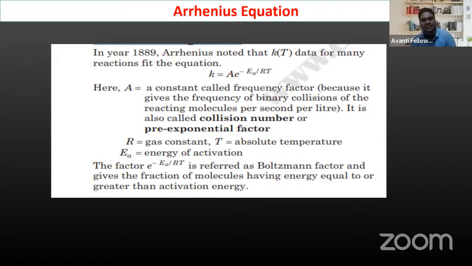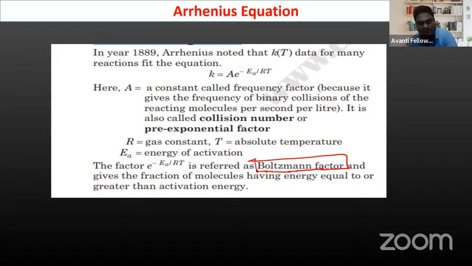For many reactions that fit the equation, K is equal to A e to the power minus Ea by RT, where A is a constant called the frequency factor because it gives the frequency of the binary collisions of the reacting molecules per second per liter. It is also called the collision number or pre-exponential factor, where R is the gas constant, T is the absolute temperature, and Ea is the energy of activation. The factor e to the power minus Ea by RT is referred to as the Boltzmann factor. Always remember this is referred to as the Boltzmann factor.